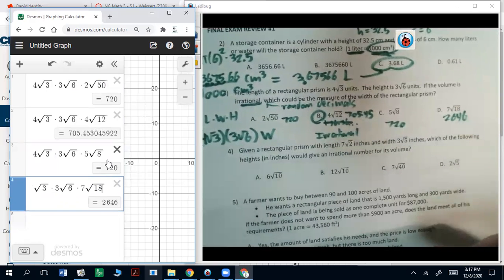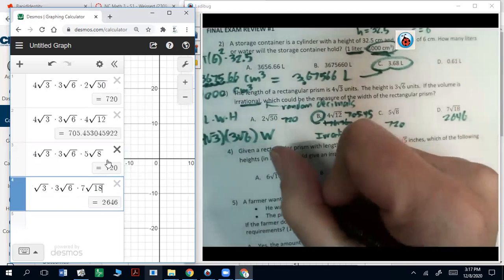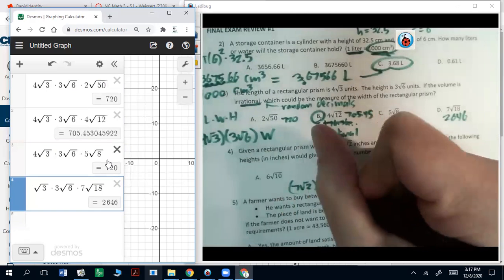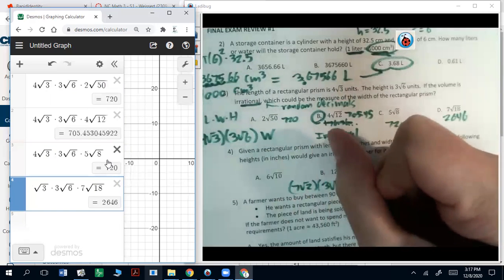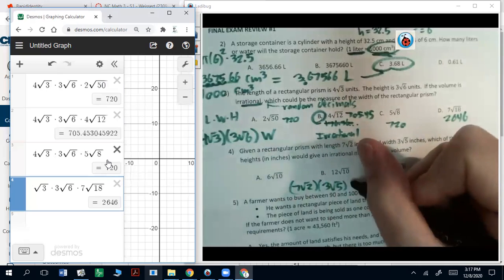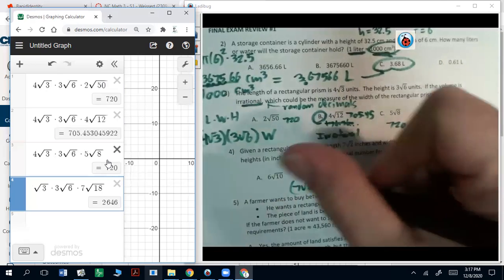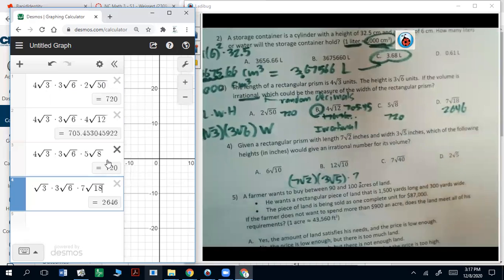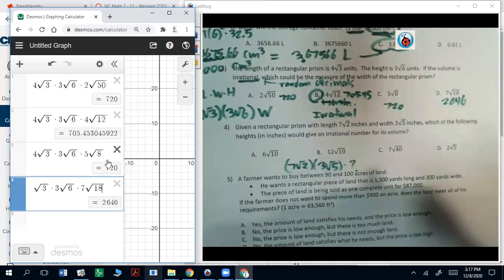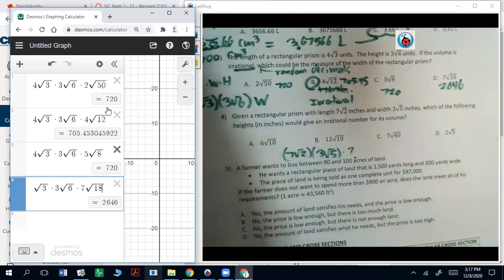Or you would do the same thing. So you would do 7 square root of 2 times 3 square root of 5. And we want to test one of these heights to figure out which one's going to give you an irrational. So you can try that on your own, pause it, and see if you get the right answer.